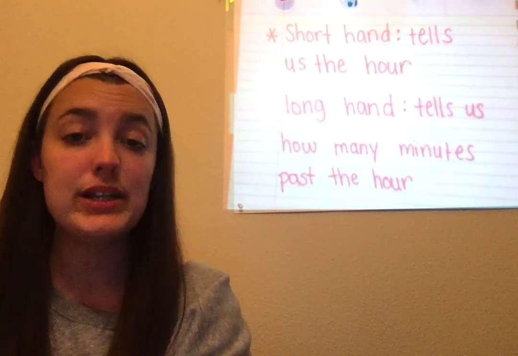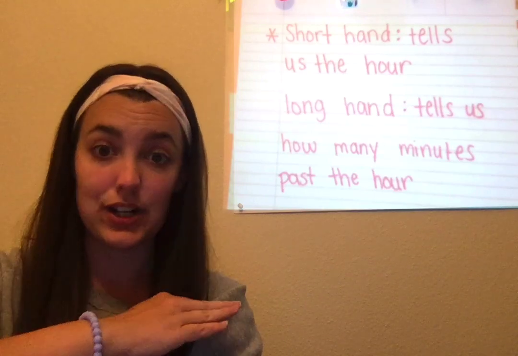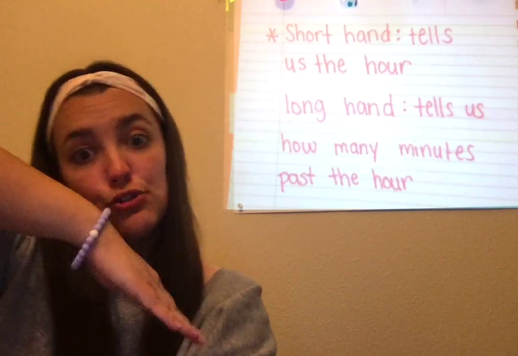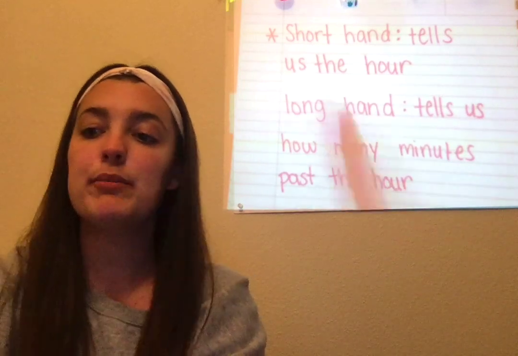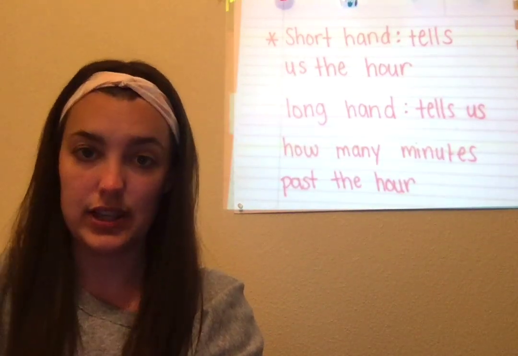If the shorthand is pointing to the 1, it's 1 o'clock. If the shorthand is pointing to the 9, it's 9 o'clock. If the shorthand is pointing to the 2, it's 2 o'clock. Okay, number one thing to know for this lesson, shorthand, whatever it's pointing to, tells you the hour.